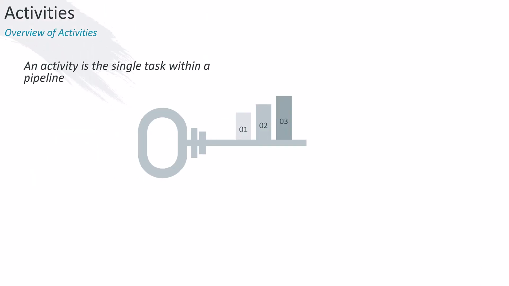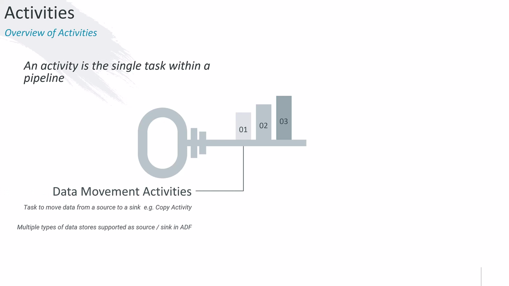Azure Data Factory offers a wide range of activities for various types of tasks. Let's break down the three main types of activities within Data Factory. The first one is data movement activities. These are activities that transport data from a source to a destination or sink, such as the copy activity. Data Factory supports a variety of data stores for both the source and the destination, like Azure Blob Storage as a source and Azure SQL DB as a destination.